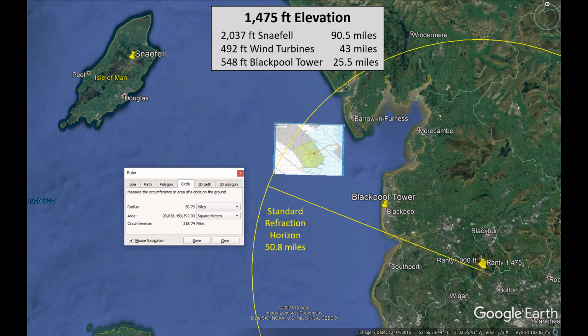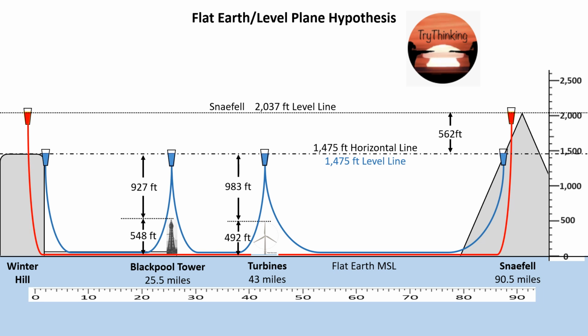I started with the 1,475 foot elevation, and here are the distances to Snaefell, the wind turbines, and Blackpool Tower. Here is the flat earth model, and I have included water levels to help the flat earth community understand exactly how this works. So here's a 1,475 foot horizontal line, which is the same as a level line.